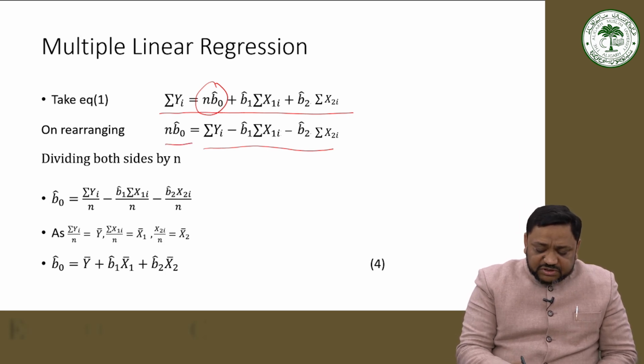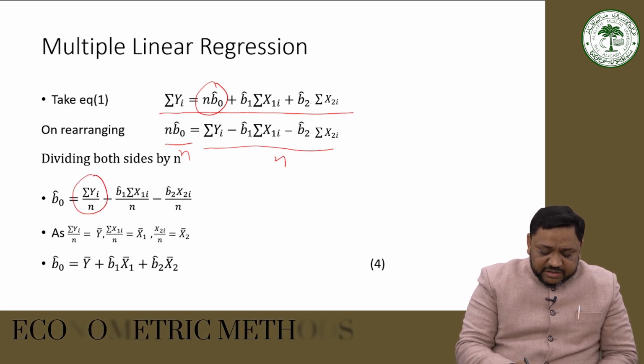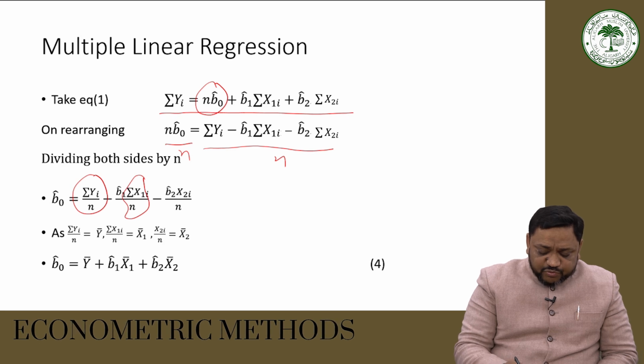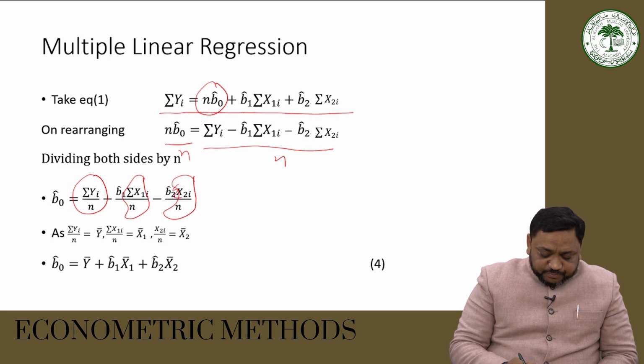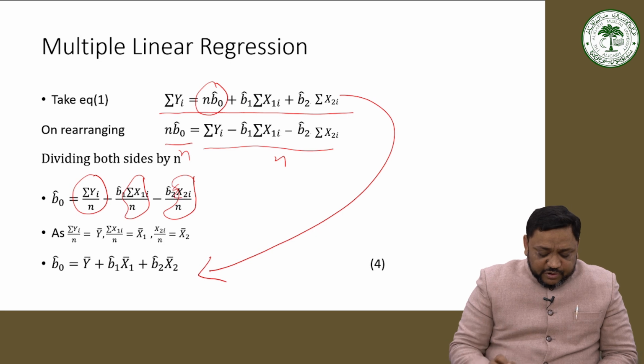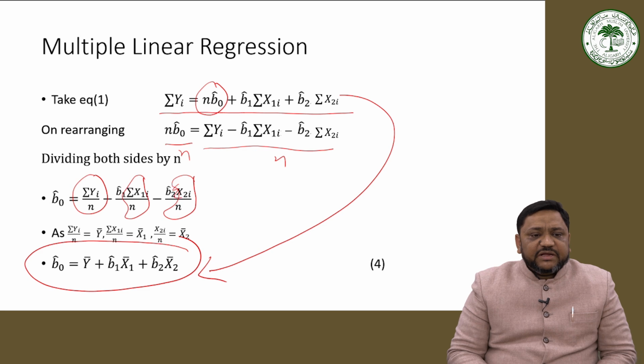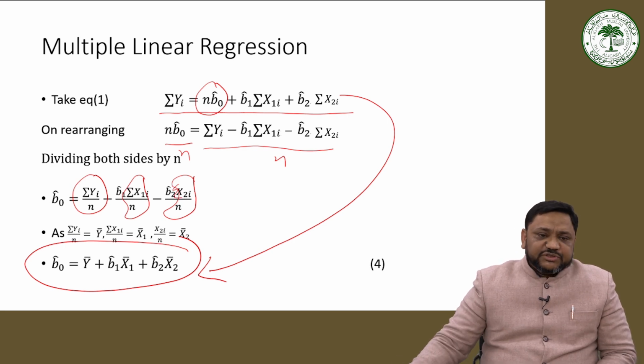Now we divide both the sides by n. Upon dividing both the sides by n, this becomes y bar, this becomes x1 bar, this becomes x2 bar. Excuse me, the summation sign is missing over here. So from this equation we get the value of b naught hat. So b naught hat is equal to y bar minus b1 hat x1 bar minus b2 hat x2 bar. So this was our first derivation. We got the value of b naught hat.